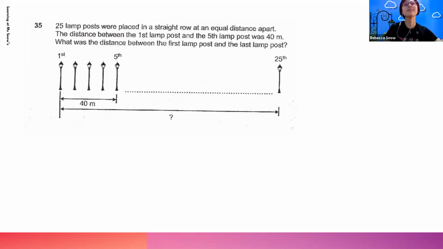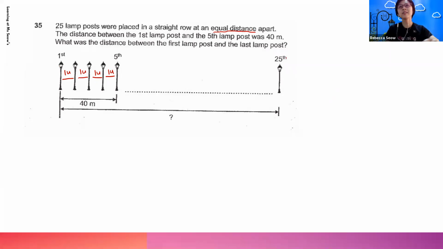Let's go through it. We have 25 lampposts placed in a straight row, equal distance apart. Equal distance apart means that, for example, in the question they drew 5 lampposts, so the distance apart is actually the same. If this is 1U, the next interval will be 1U, the next interval will be 1U, and so on. It will not be like 2U or 10U. The distance between the first lamppost and the 5th lamppost was 40 meters. What was the distance between the first lamppost and the last lamppost?